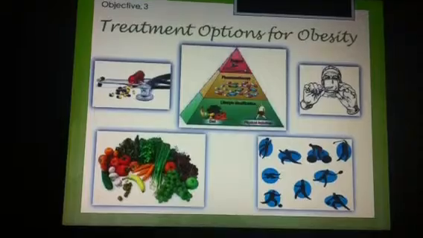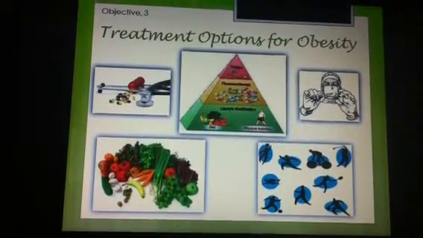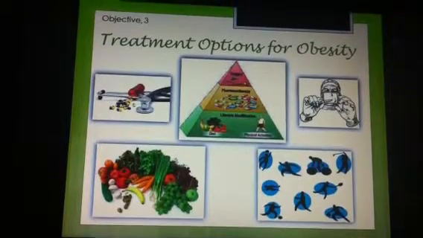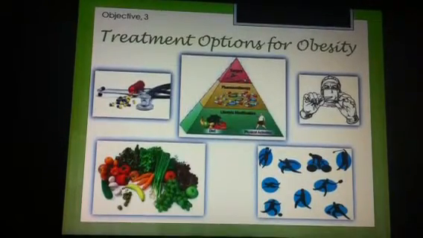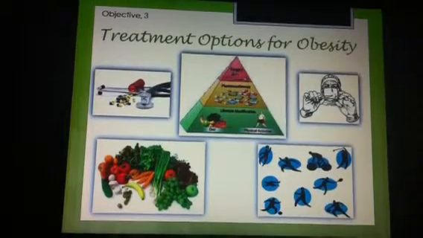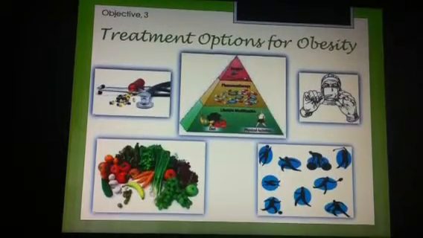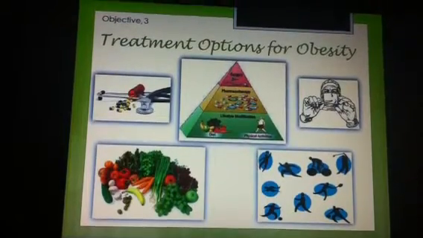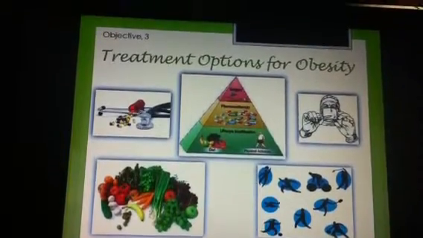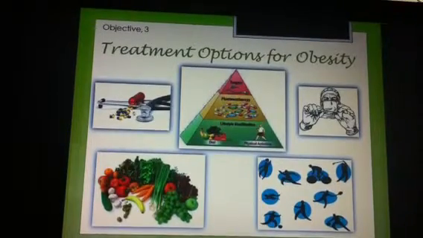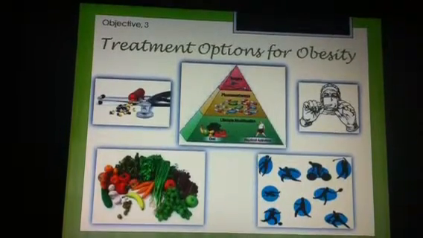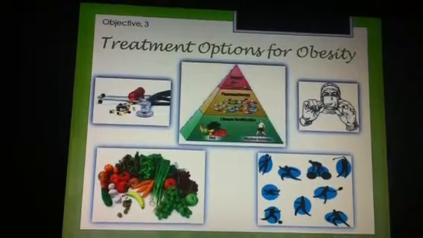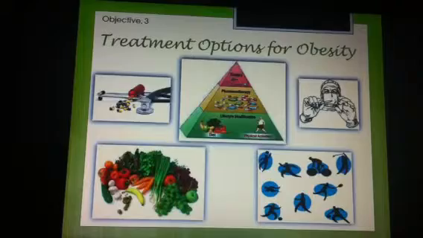Pharmacotherapy is the use of medication prescribed to you by doctors, and surgery, of course, would be like a stomach tie, where they actually tie your stomach, so it makes it smaller and allows you to intake less food. It makes you less hungry. But before you do any pharmacotherapy or surgery options, I would definitely suggest an increase in exercise, an increase in physical activity, and then a change in diet.